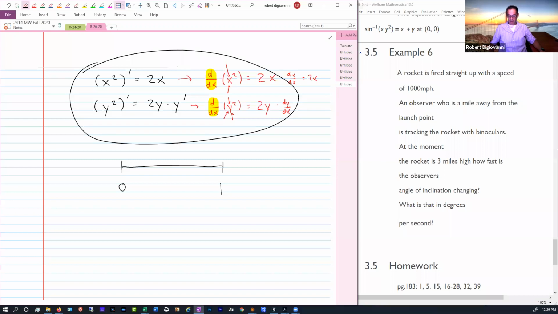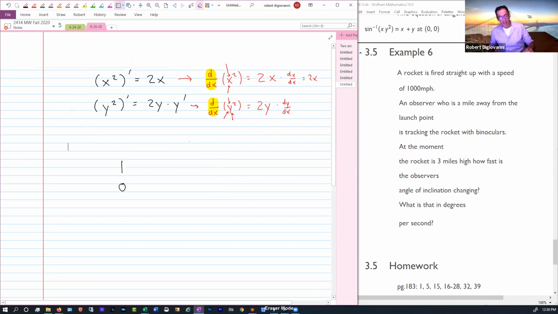All right, you ready to do this word problem? We have 10 minutes. Okay, so this word problem is a related rate problem.